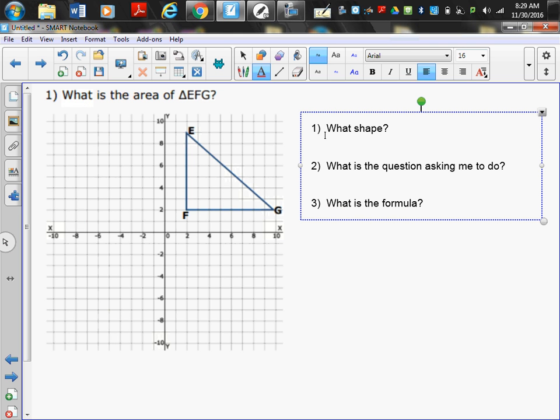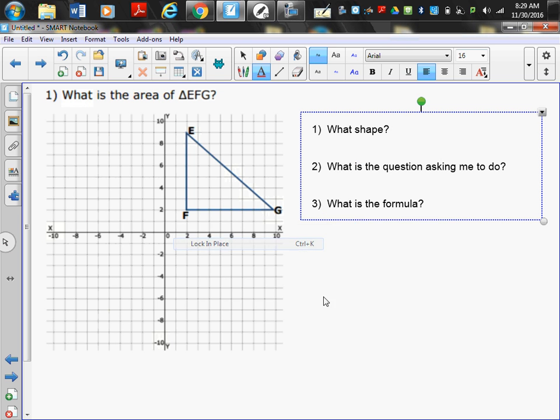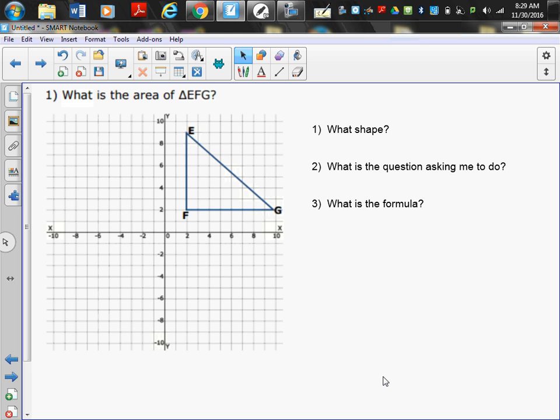All right. So let's start with this. We have our coordinate plane. We have a picture on it, and it's asking me a question. So the first question that I must answer is, what shape am I looking at? Mr. Dye, what shape? What shape? Fine. Triangle.